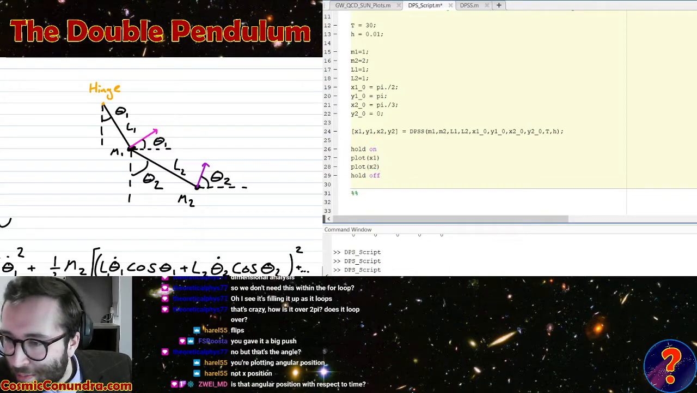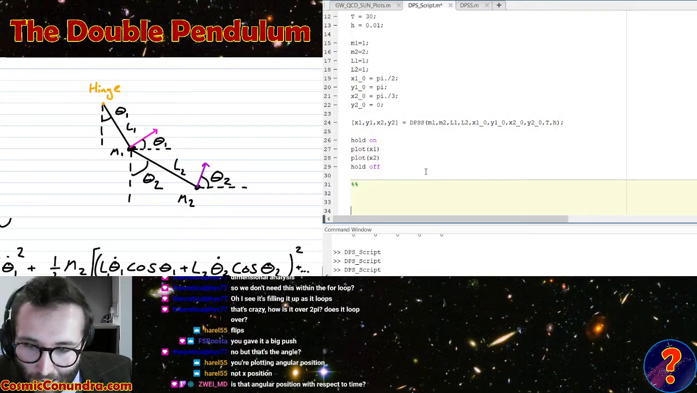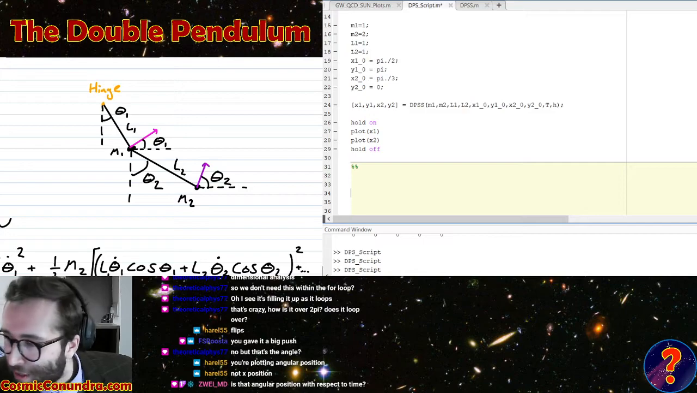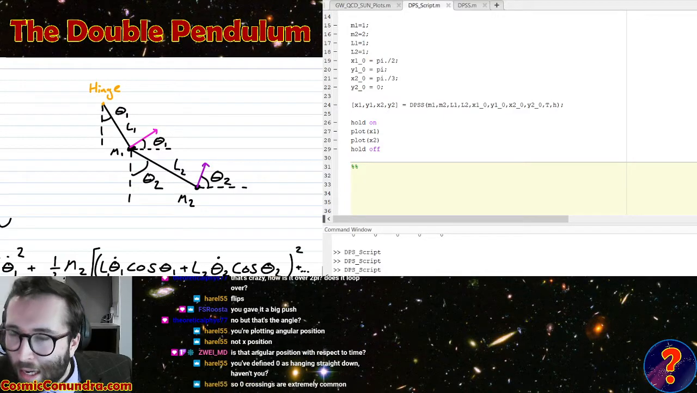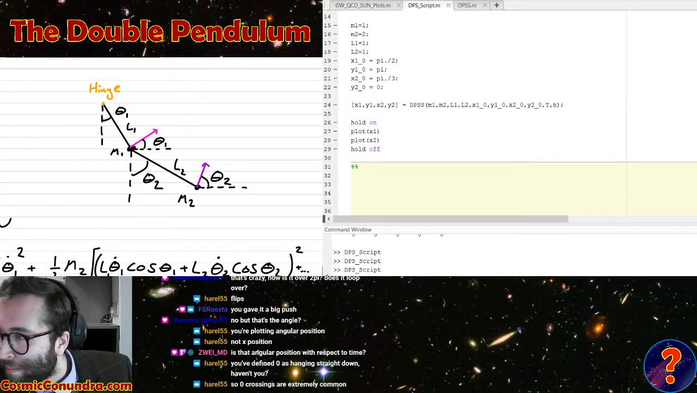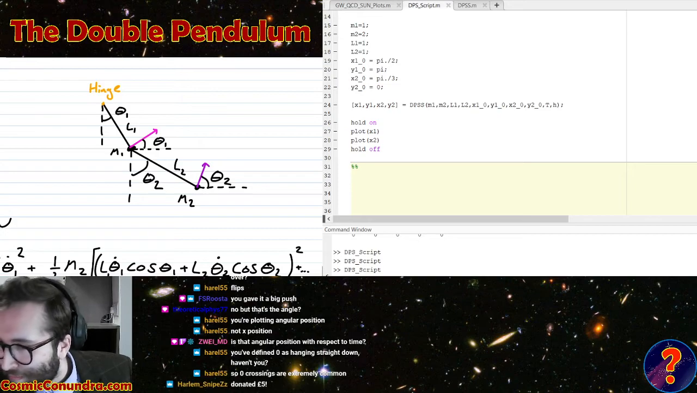It is angular position with respect to time. Well, specifically, it's with respect to the number of grid points, which is related to the time just by multiplying by little h, the time step. Okay, but anyway, the most interesting part is where we'll show what the pendulum actually looks like. I define 0 as hanging straight down, haven't I? Yes, I have. Okay, it's fine.